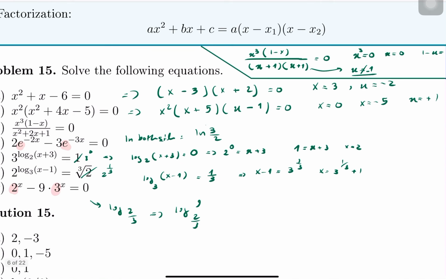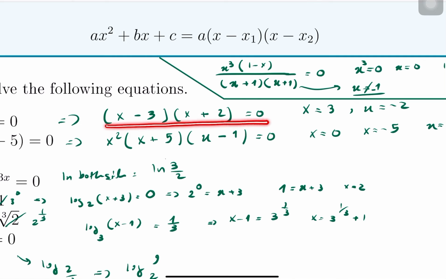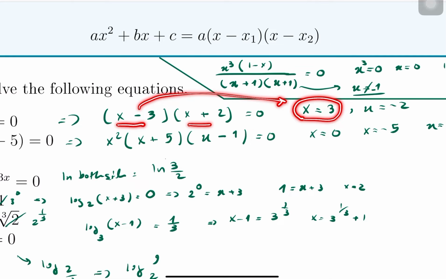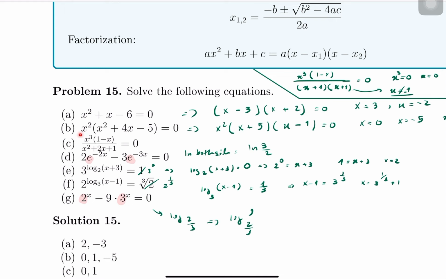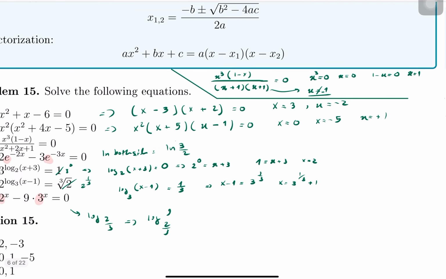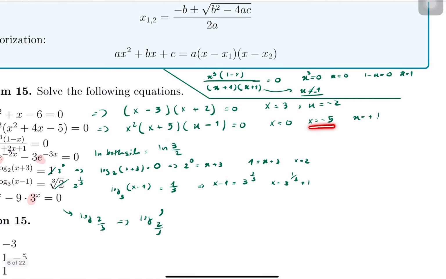Then I can set both of them equal to 0, and I can get x equals 0. This one equals 0 will be 3. x plus 2 equals 0 is -2. The same situation for this one, x² plus 4x minus 5. For the second one, I have to find 2 numbers that multiply to -5 and add together to 4. It will be +5 and -1. In this situation again, put equal 0. x plus 5 equals 0 is x equals -5. x minus 1 equals 0 is x equals 1.